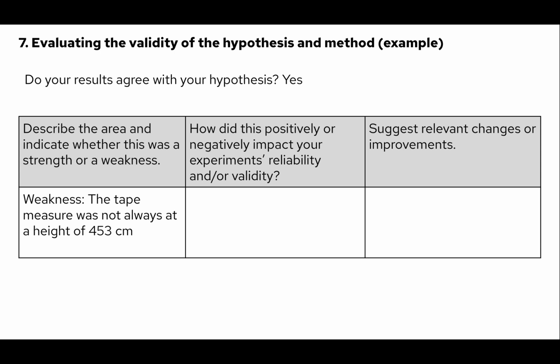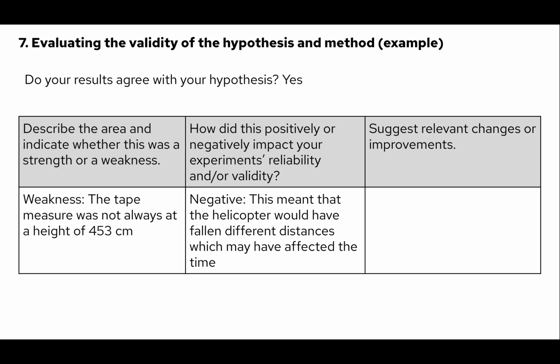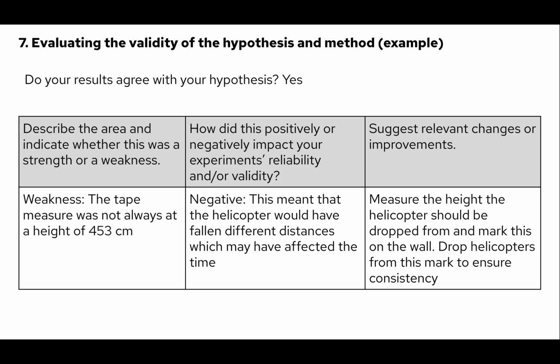And I started out with a weakness. And the weakness was that the tape measure was not always at a height of 453 centimeters. So the impact it had was negative because it meant that the helicopter would have fallen different distances, which may have affected the time. So how can I improve this? Well, I could measure the height the helicopter should be dropped from and then mark this on the wall, and then drop the helicopters from the mark to ensure consistency.